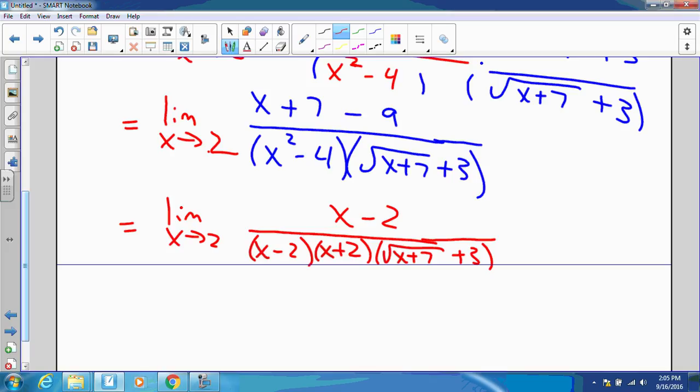It's not magical. Things cancel. And now I have a limit that can be evaluated by direct substitution, because my form is no longer 0 over 0. The common factor of x minus 2 has been canceled out. And I get 1 over 4 times, what's the root of 2 plus 7? 3, plus 3 is 6. 1 over 4 times 6, or 1 over 24. That's pretty cool.